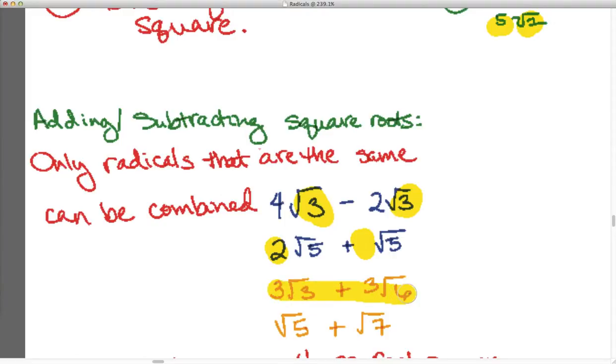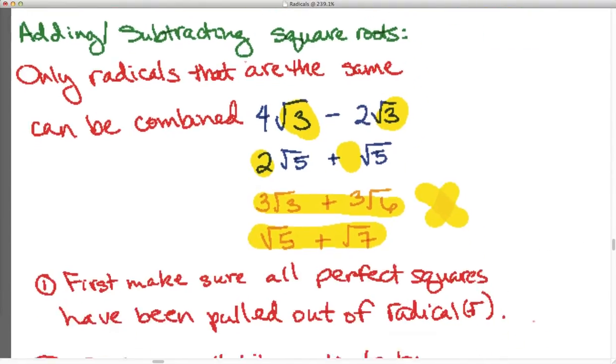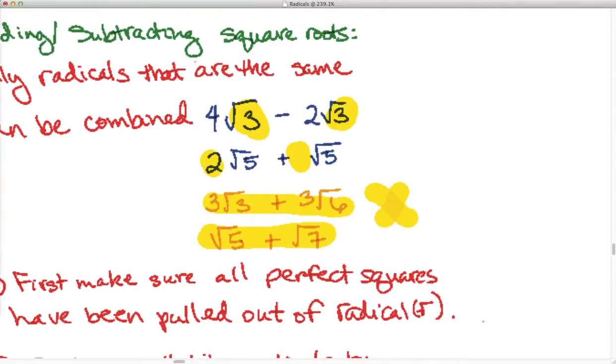These two, because they're not the same under the square root, under the radical, you cannot do your combining of those terms. So make sure the perfect squares have been pulled out first, and then combine the like terms as I just showed you.